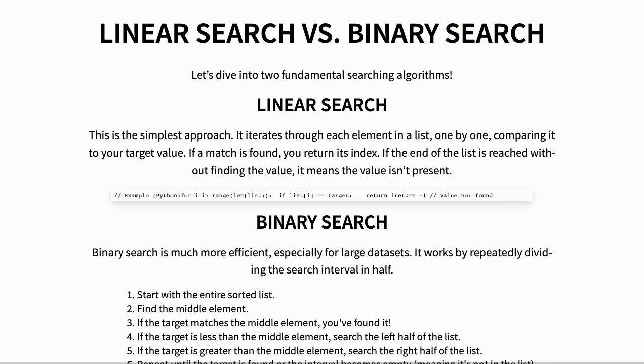Now, binary search is a completely different beast. Because the data is sorted, we can repeatedly divide the search area in half. Think of it like a guessing game where we keep eliminating half the possibilities until we pinpoint the exact location. The main benefit? It's much faster for large lists because it doesn't have to check every single element.